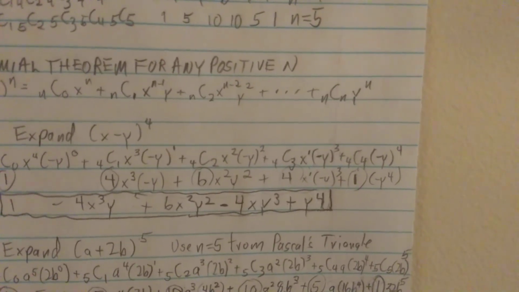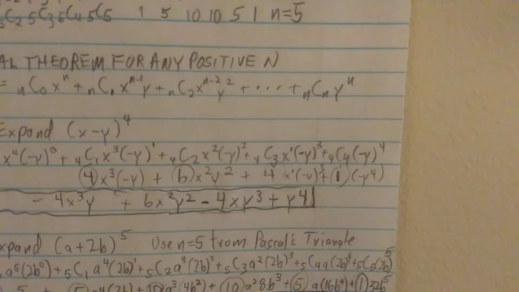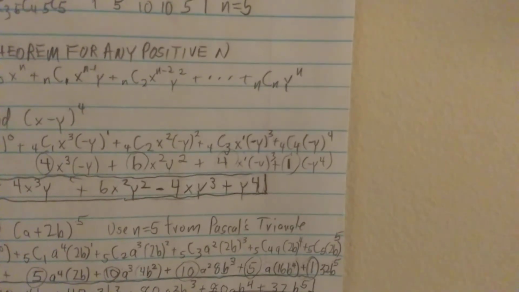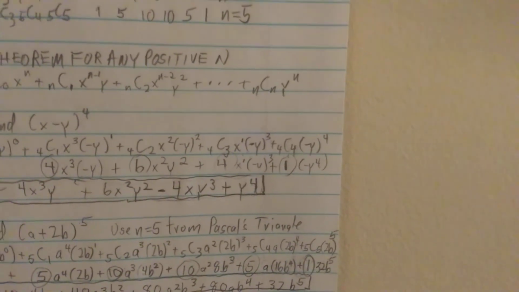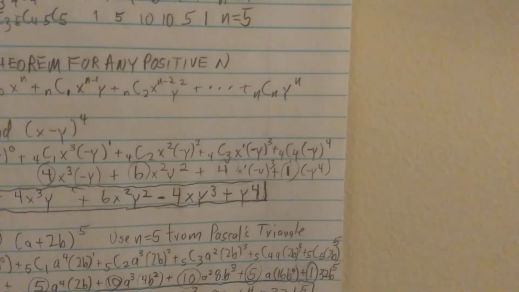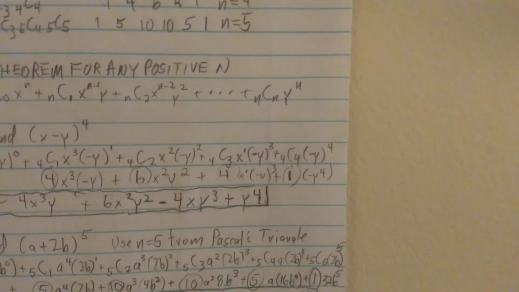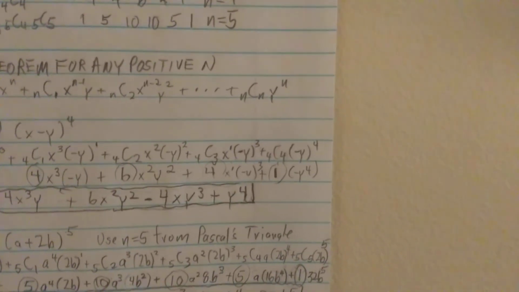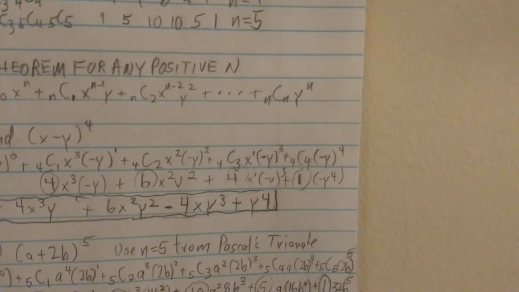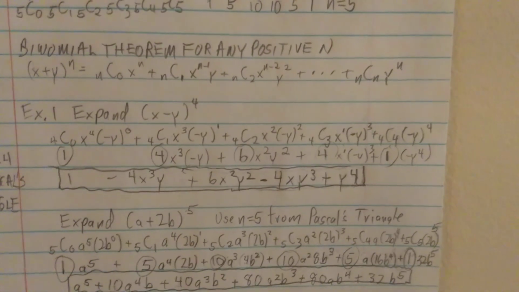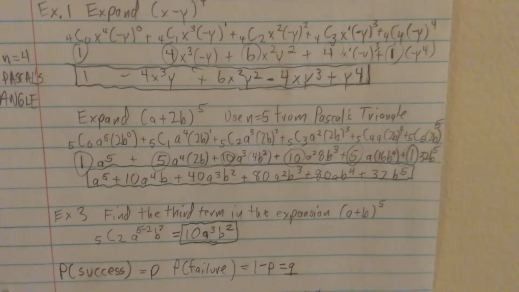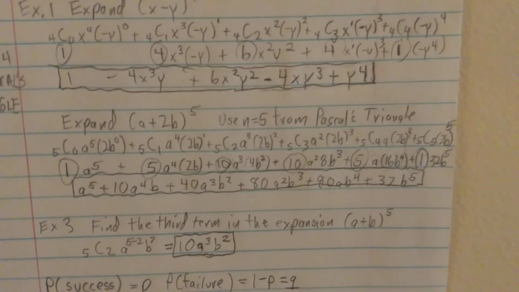Then the third term is 4C2, which is 6, x^2 (-y)^2. So that's 6x^2 y^2, the third term. And then the fourth term is 4C3 x (-y)^3, which is 4x times (-y)^3, or negative 4xy^3 below. And the last term is 4C4 (-y)^4, or just 1y^4. Now remember, that's a mistake there, so that first one should be 1x^4, or just x^4.